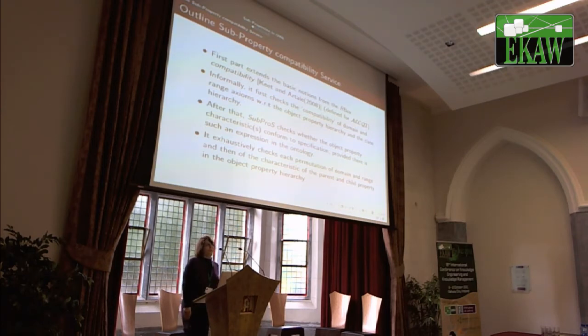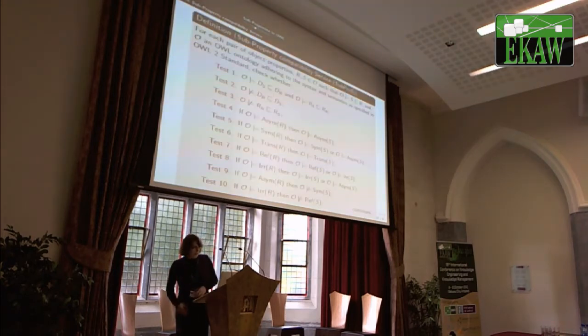Overall, it exhaustively checks each permutation of domain and range, and then the characteristics of the parent and the child's property in the property hierarchy. To show you the first and the main part of the definition, we have for each pair of object properties R and S, such that S is a subproperty of R, and the ontology adhering to the syntax and the semantics as specified in the standard.